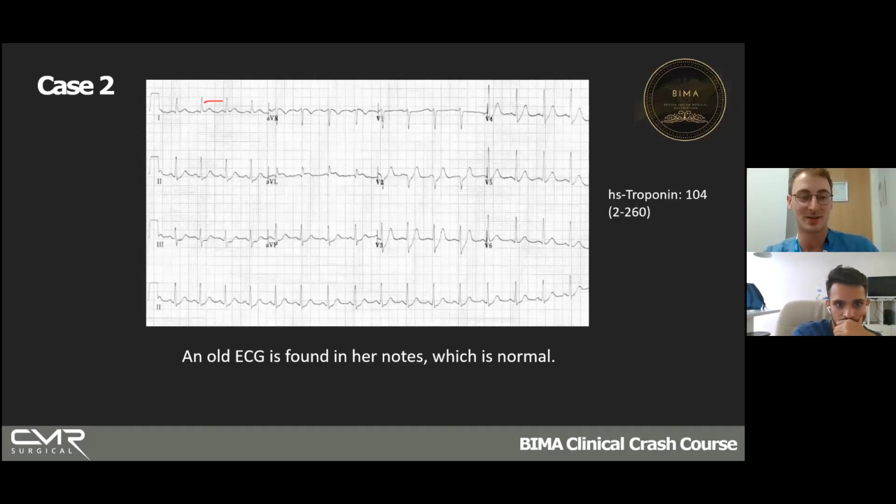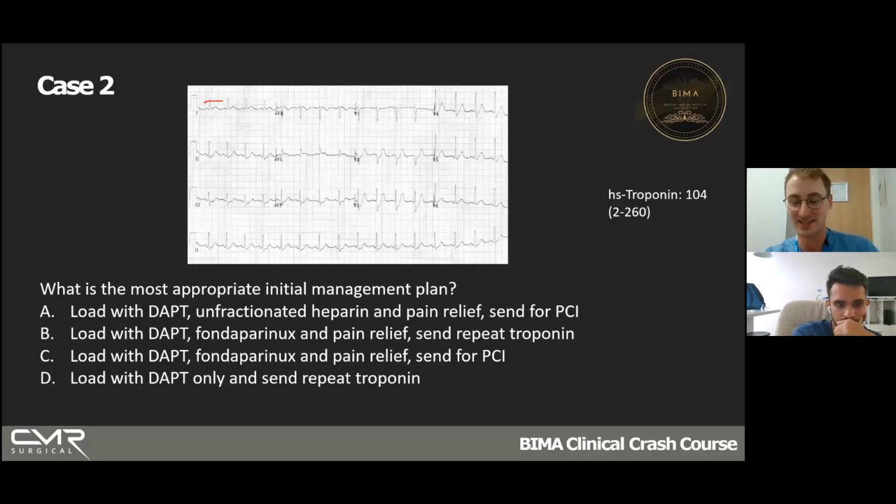So yeah, you guys are miles ahead of me, basically. This is a bit of a two-step question, which you get in finals quite a lot. So what is the most appropriate management plan for this patient? You need to work out the diagnosis and then work out what you're going to do.